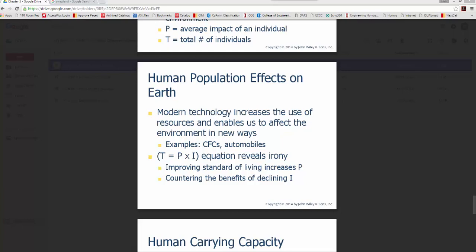Automobiles releasing CO2. So while technology is great, it also acts to diminish or deplete resources, the natural resources we have here on the earth. And the byproducts of technology can actually serve to destroy or certainly hurt our environment.